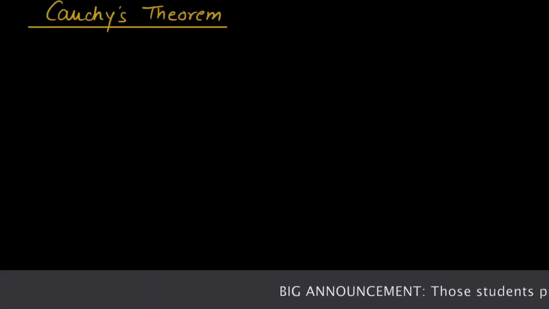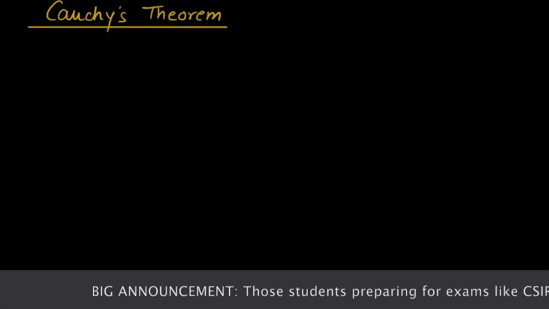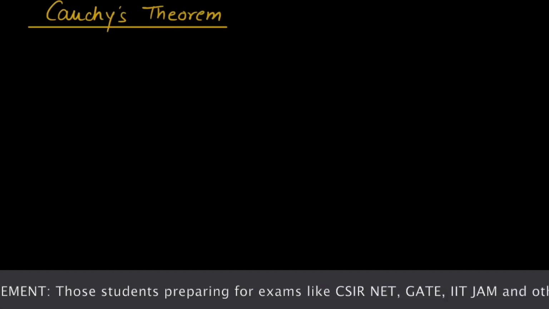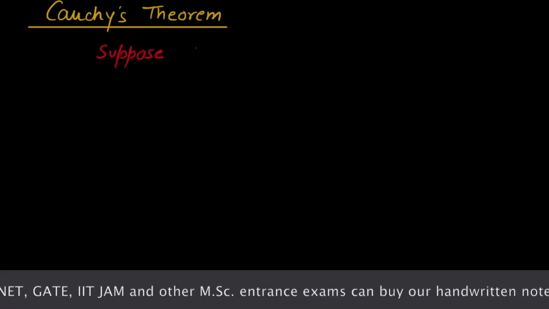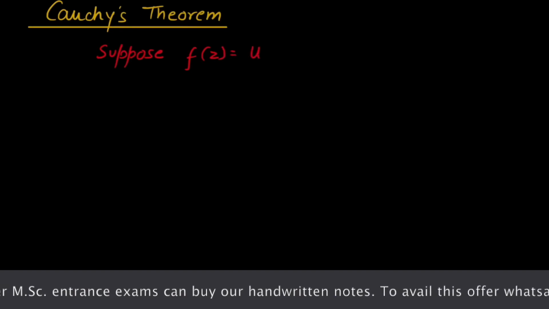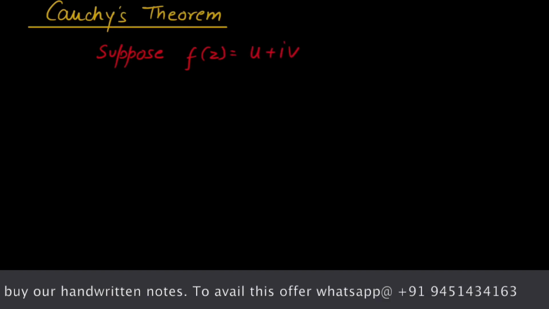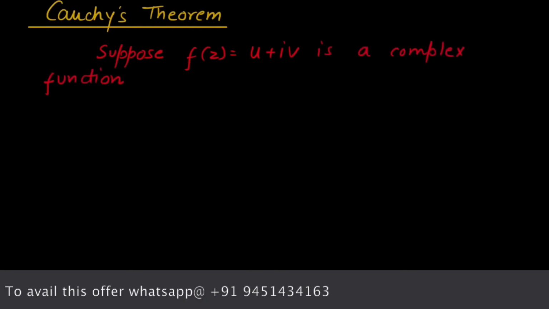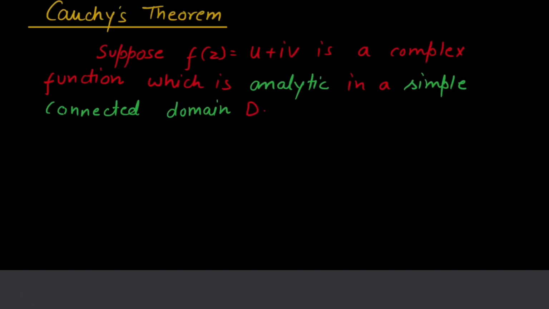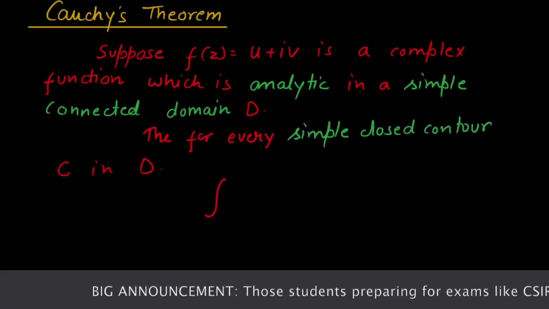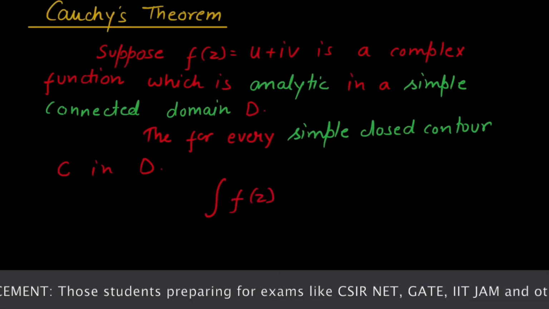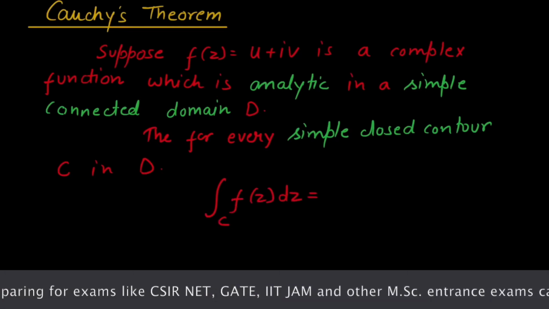Today we'll see the proof of Cauchy's theorem. So let's start. A statement of this theorem is, suppose f(z) = u + iv is a complex function which is analytic in a simply connected domain D, then for every simple closed contour C in D, the integral of function f(z) over contour C is always 0.